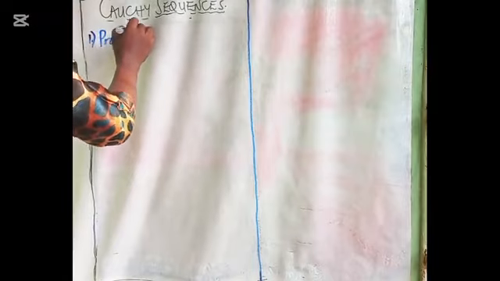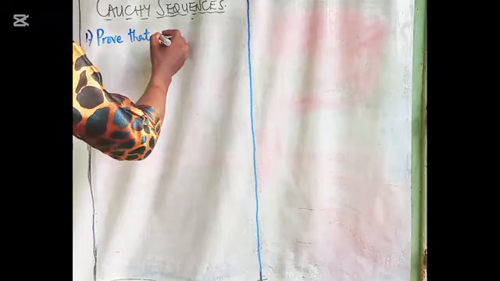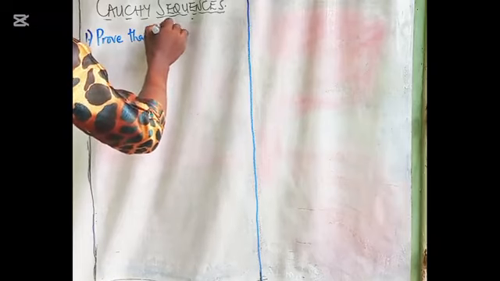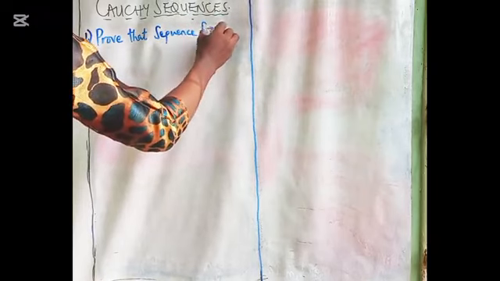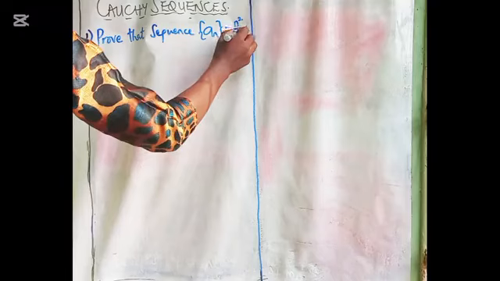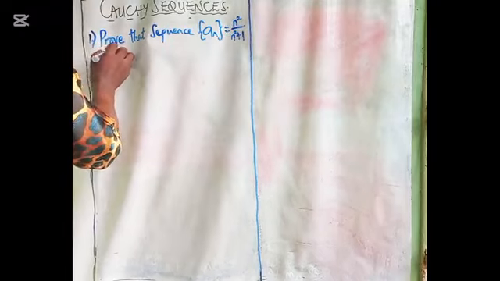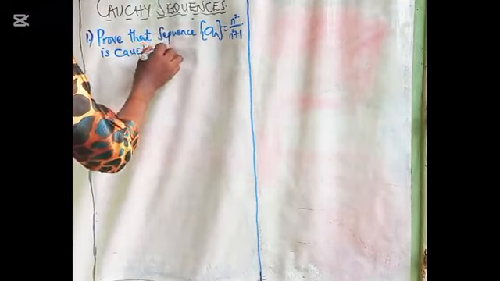Prove that the sequence a sub n equals n squared over n squared plus 1 is Cauchy.